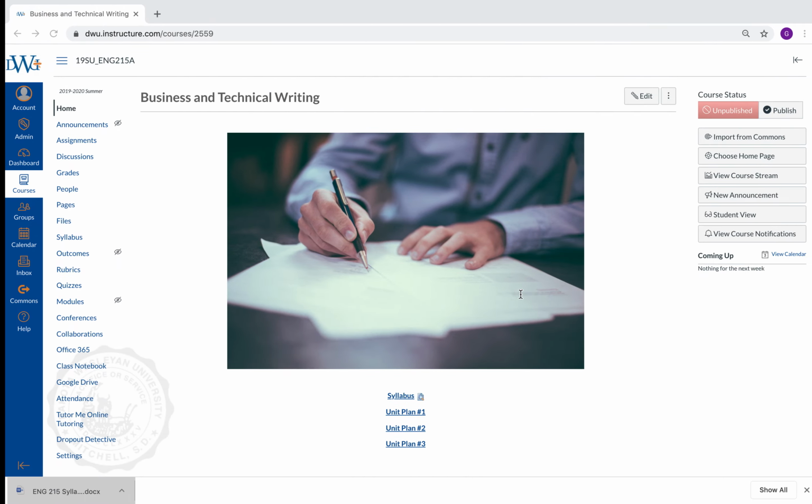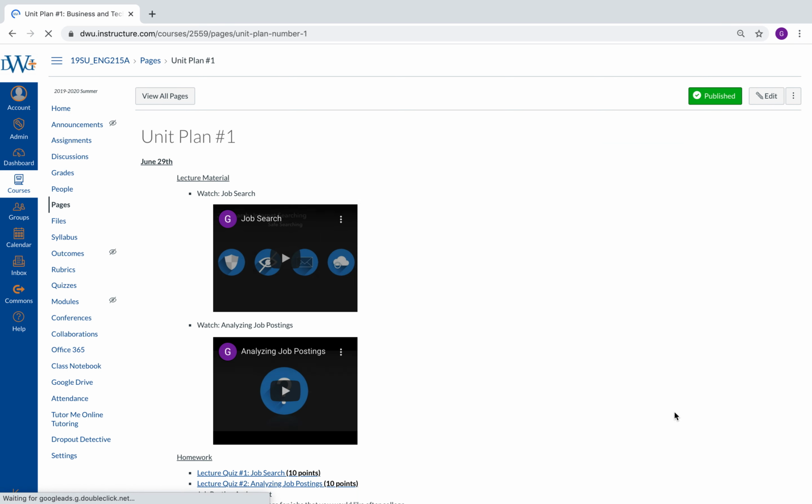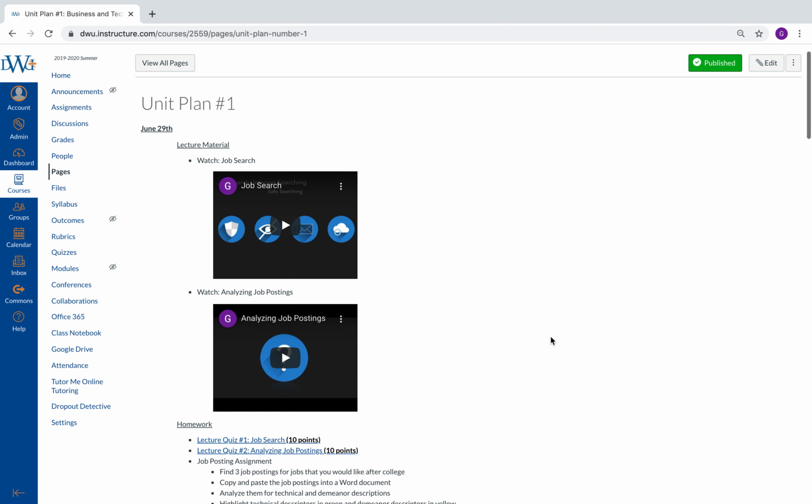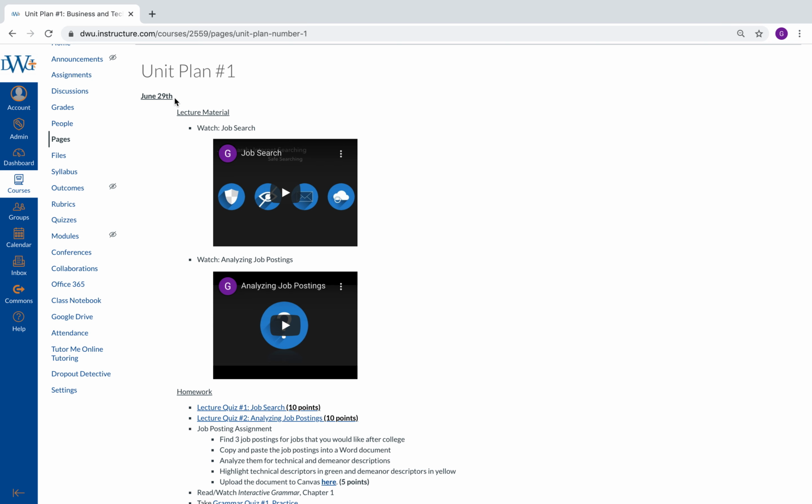So let's switch back here and look at our Canvas page. And on our home page, in addition to our syllabus, we also have our unit plan. And the unit plan is where you can find what we're doing each day and all of our assignments for the entire semester. So here we are on currently June 29th, that is today.